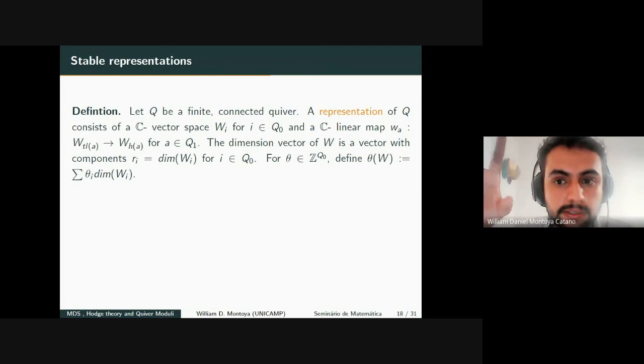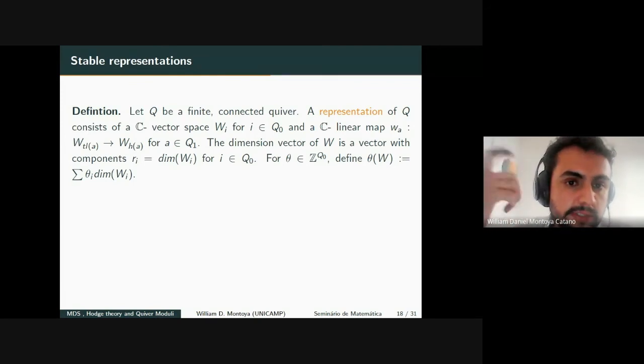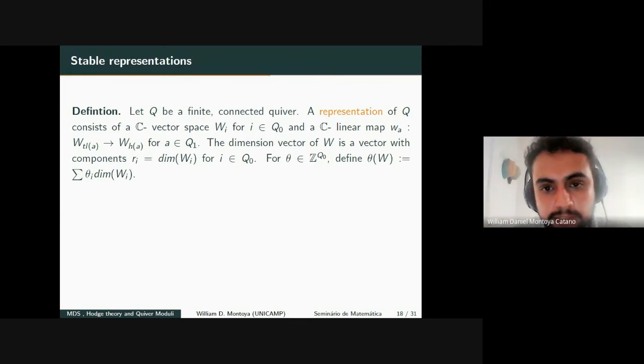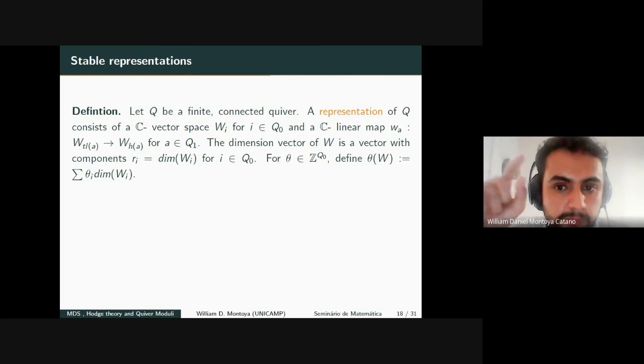A representation of a quiver consists of a C-vector space W_i for each vertex, and linear maps between these vertices. You can put in principle any dimension, but if you want to get a toric variety, as I said before, think about representations that have dimension vector 1, 1, 1, 1, 1. We will be more clear in some slides more.